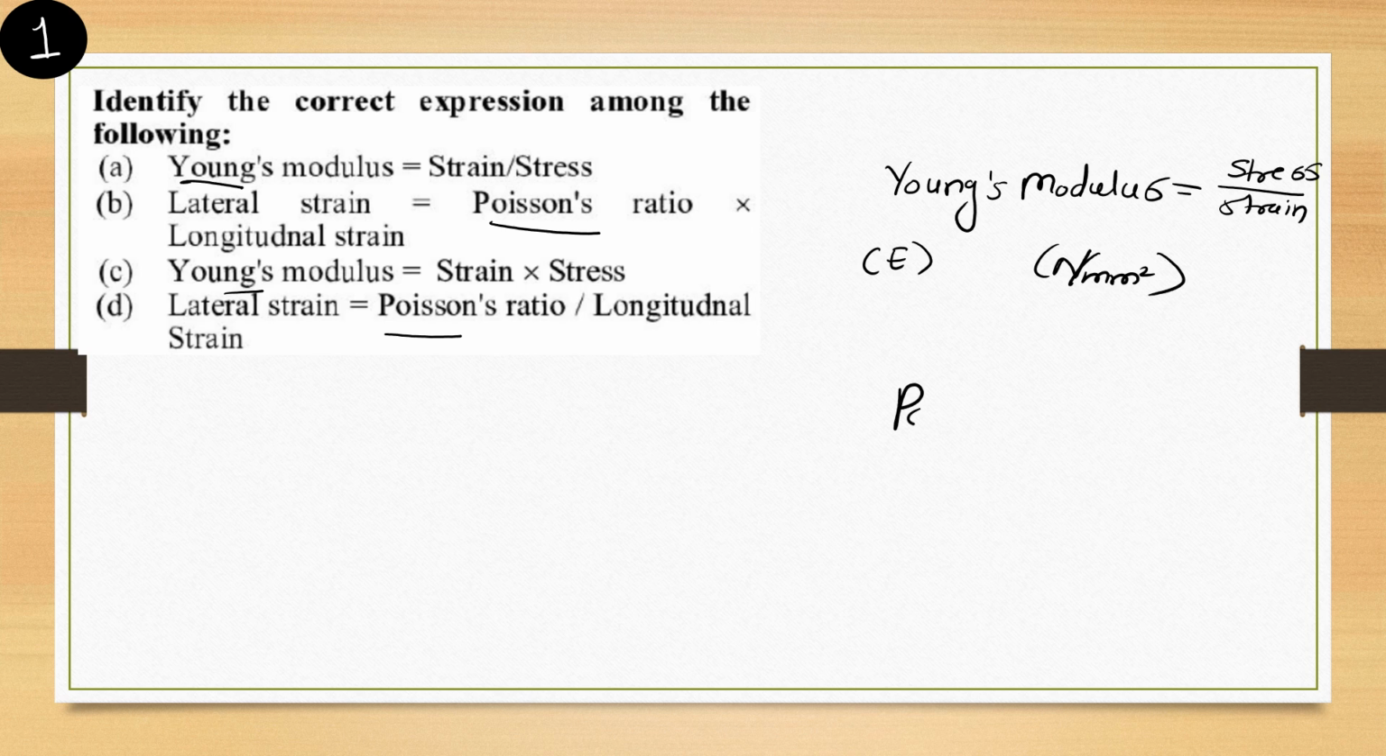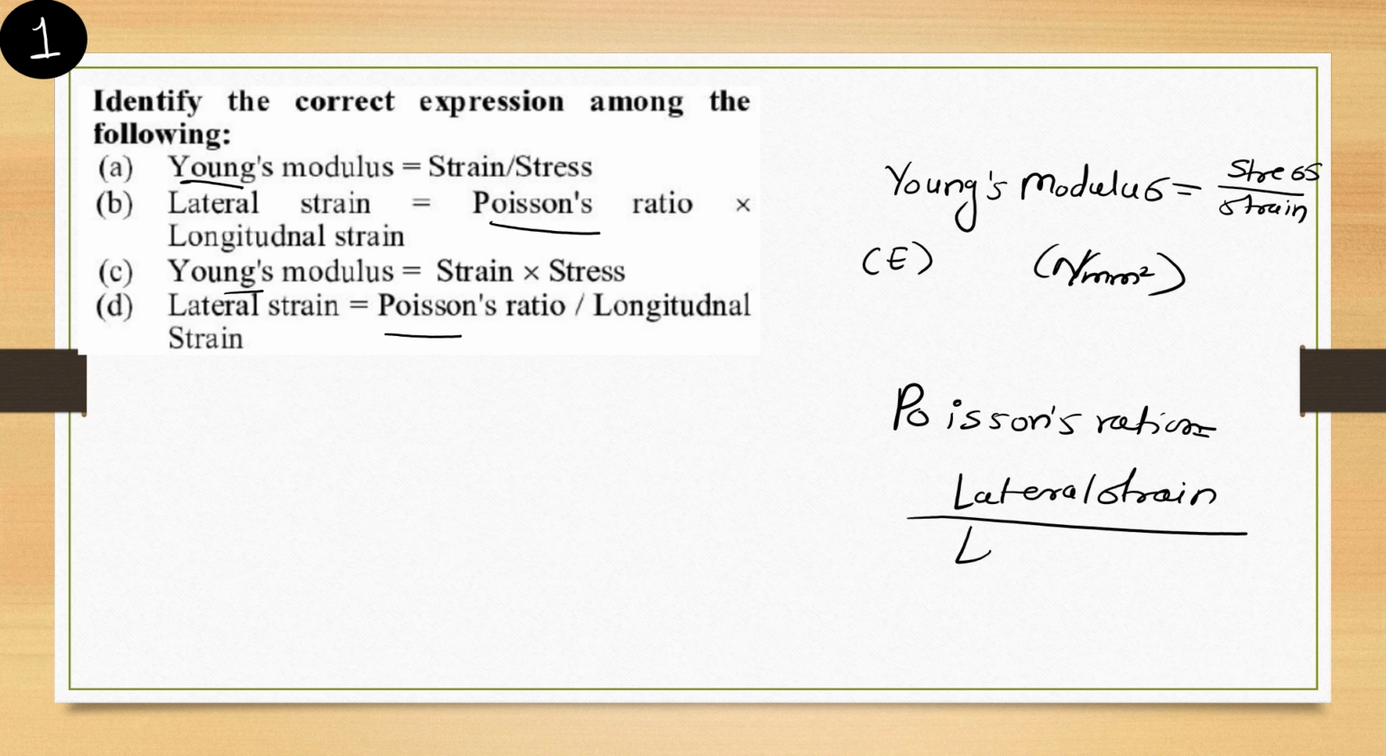Then the next formula is about Poisson's ratio. Poisson's ratio is nothing but the ratio of lateral strain to longitudinal strain. By observing both of the formulas, we'll decide which option is correct. First option: Young's modulus is equal to strain by stress. Here stress by strain is correct, so the first option is not correct.